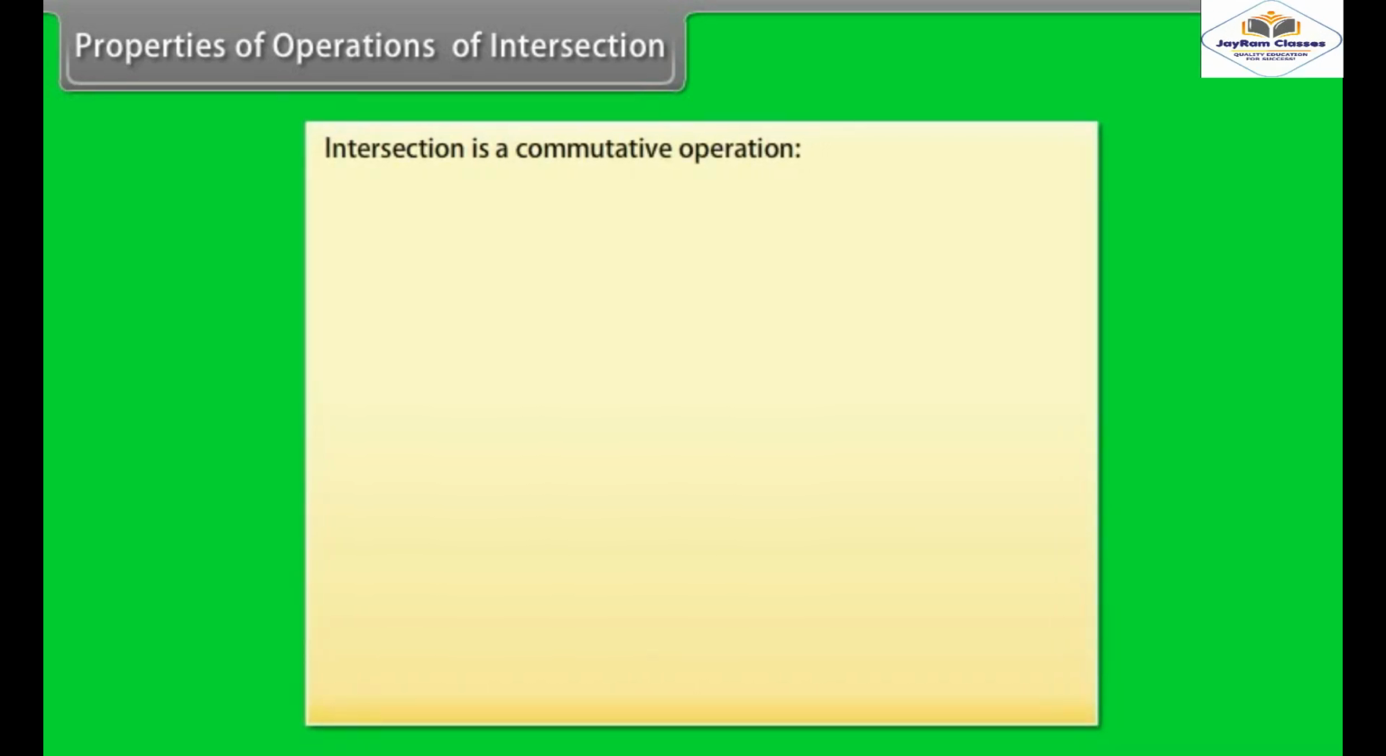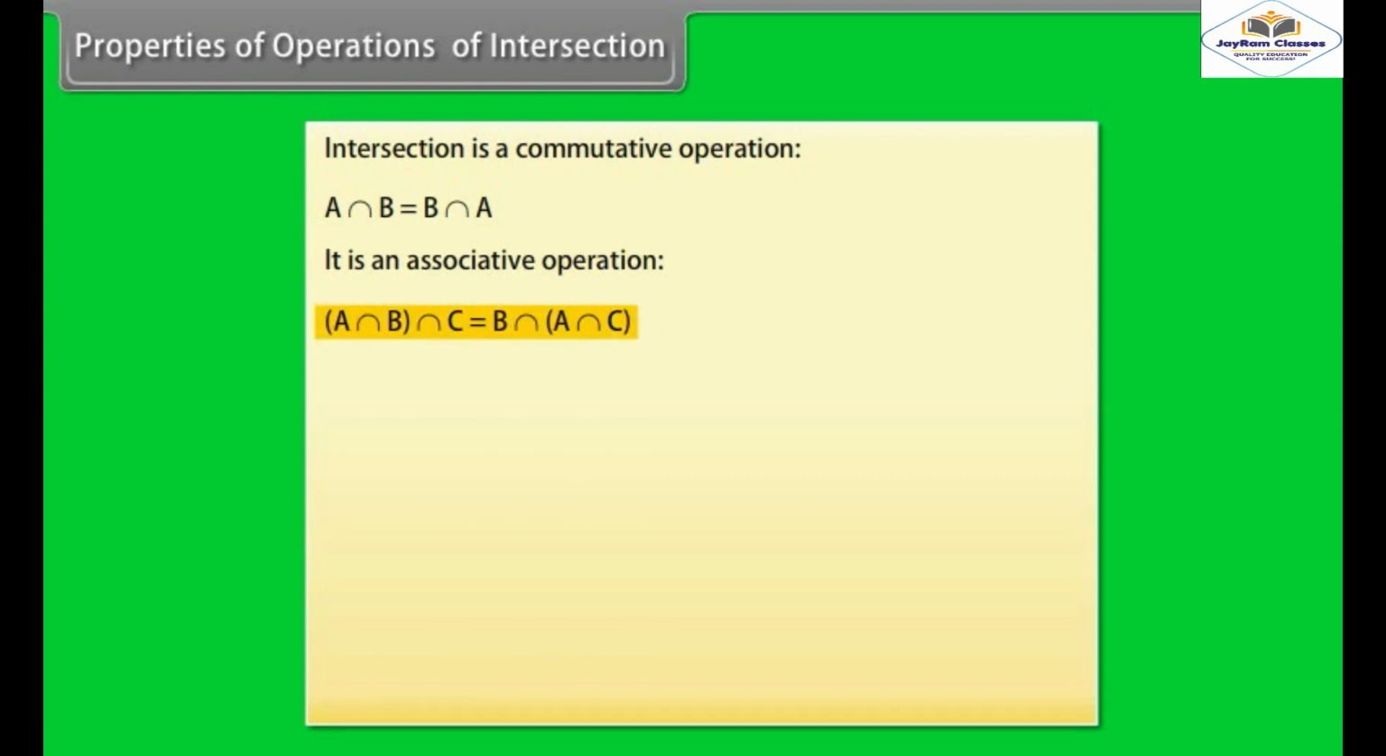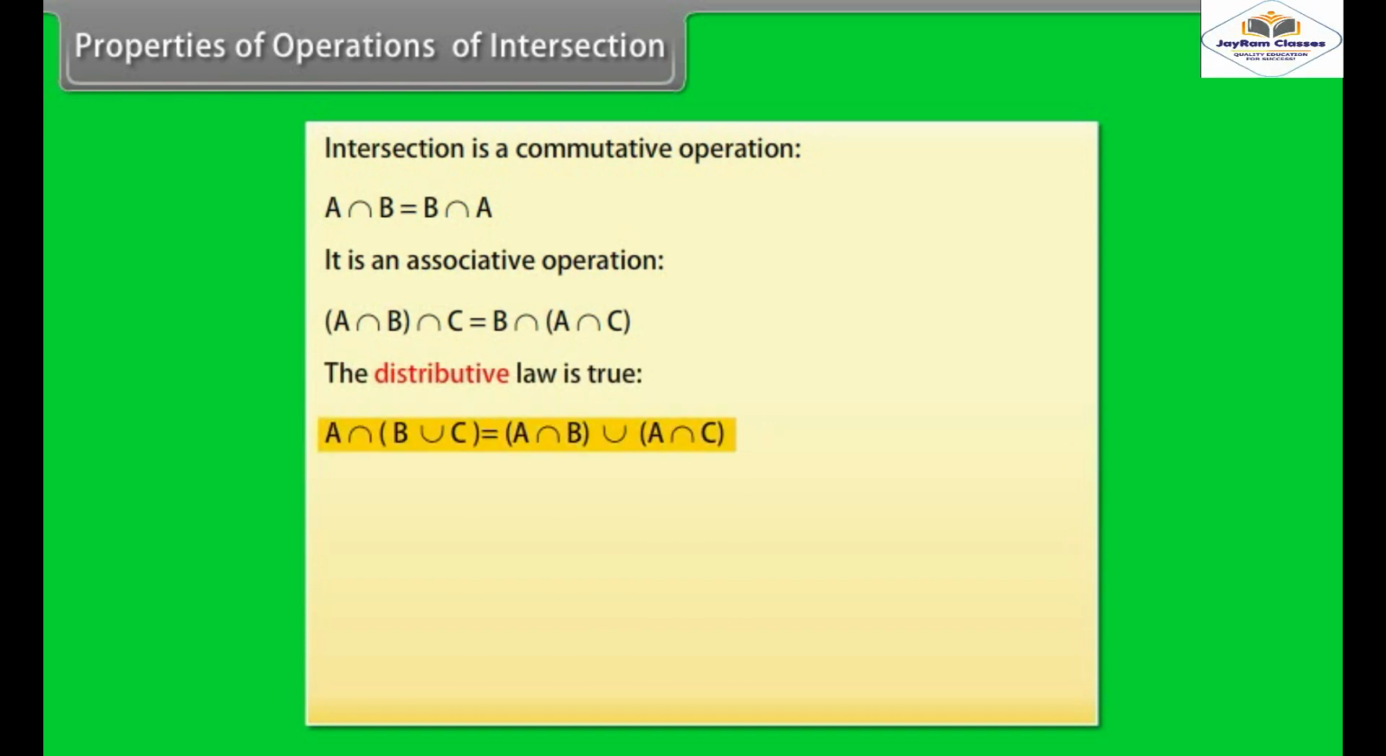Properties of operations of intersection. Intersection is a commutative operation. A intersection B is equal to B intersection A. It is an associative operation. A intersection B intersection C is equal to B intersection A intersection C. The distributive law is true. A intersection B union C is equal to A intersection B union A intersection C.